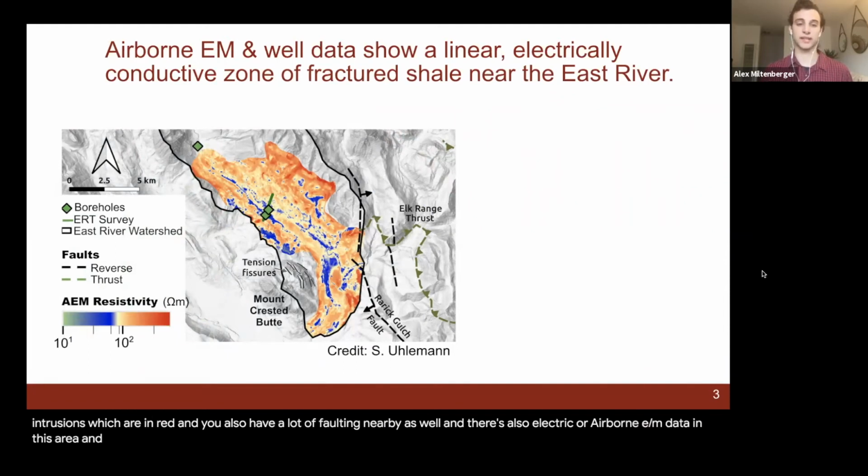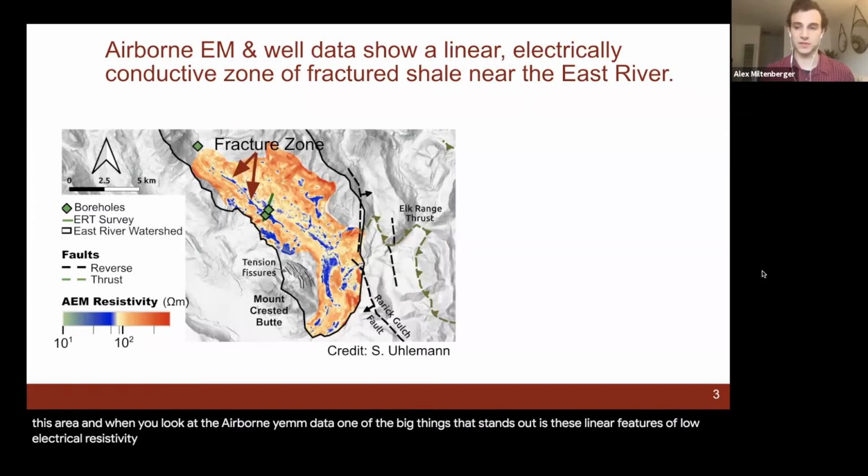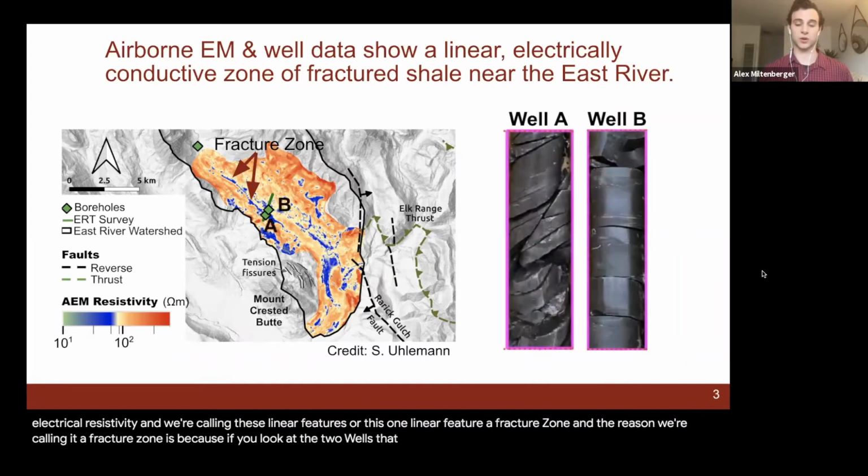And when you look at the airborne EM data, one of the big things that stands out is these linear features of low electrical resistivity. And we're calling these linear features, or this one linear feature, a fracture zone. And the reason we're calling it a fracture zone is because if you look at the two wells that correspond to this ERT survey line, we call them well A and well B.